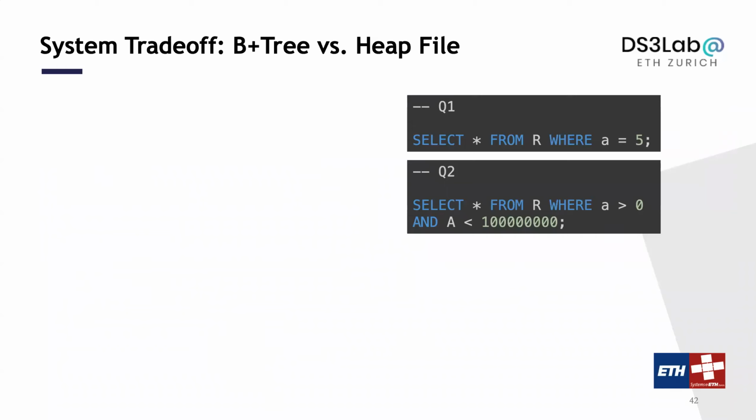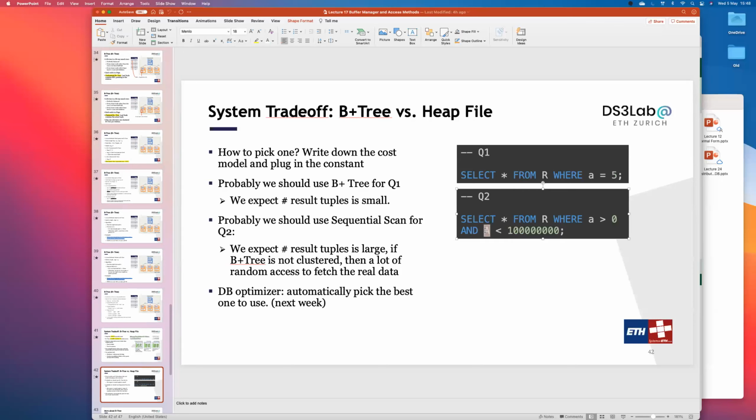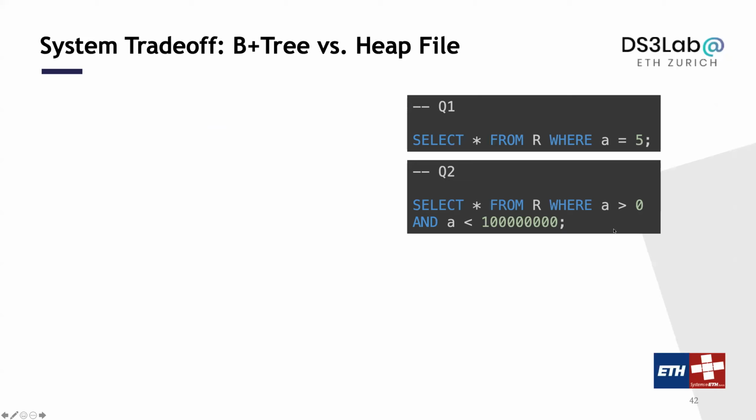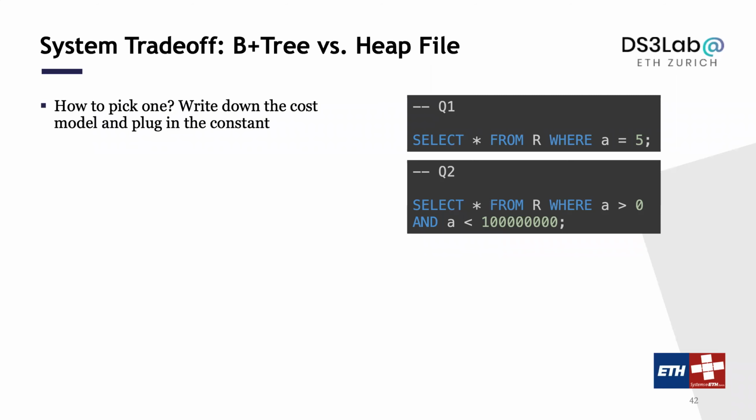So now let's get some intuition about the relative trade-off. Let's look at these two queries. For Q1, I have a point query: I want to find tuples in relation R with A equals 5. In the second query, I have a range query: I want to find all the tuples in the relation whose attribute is larger than 0 or smaller than a very large constant.